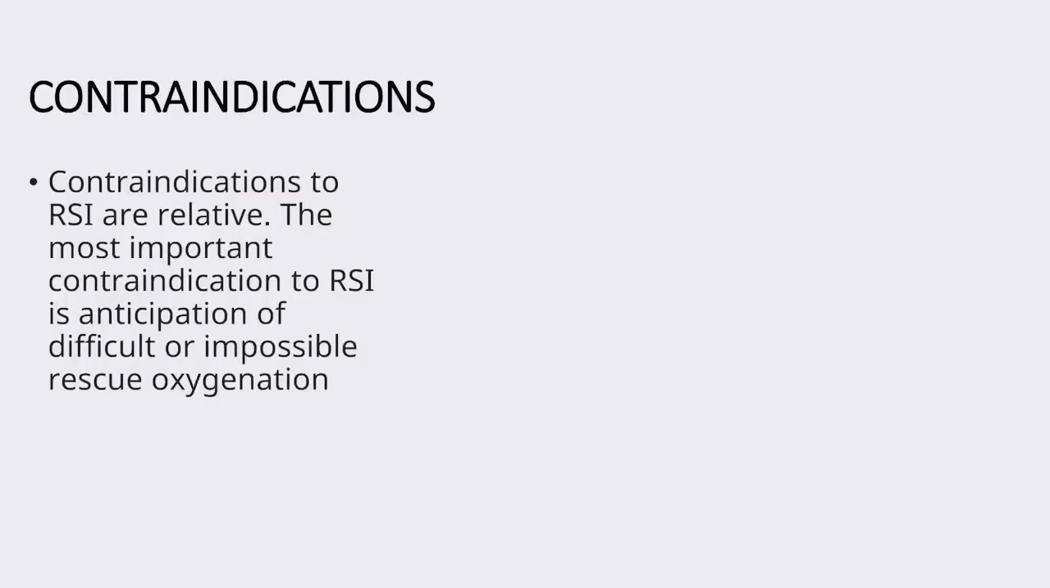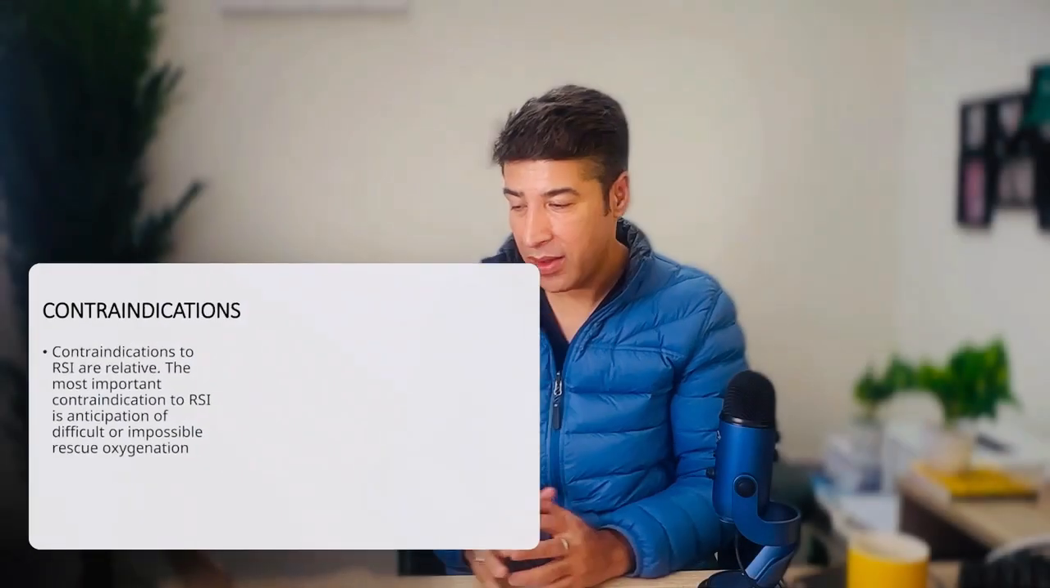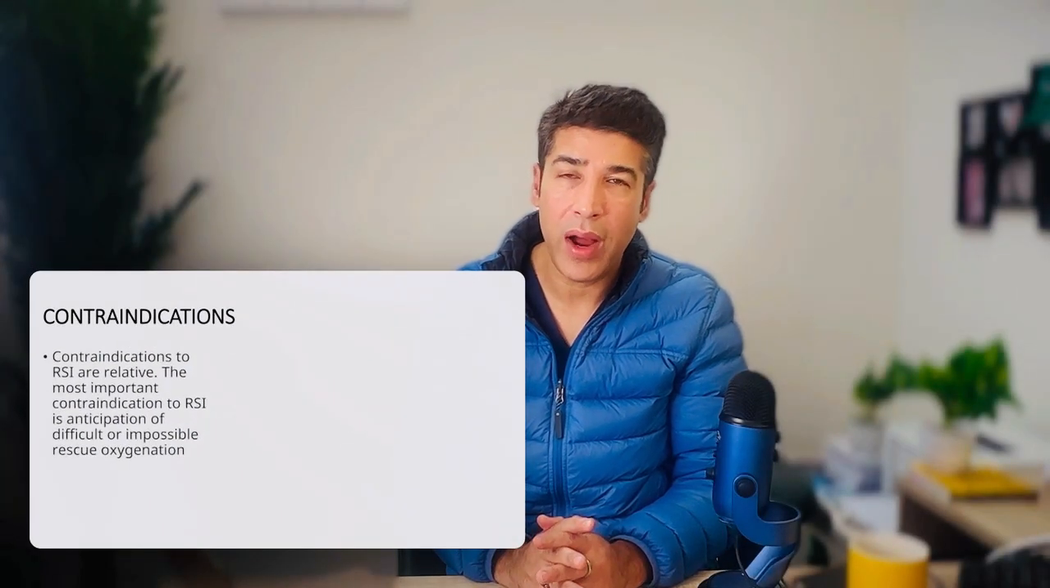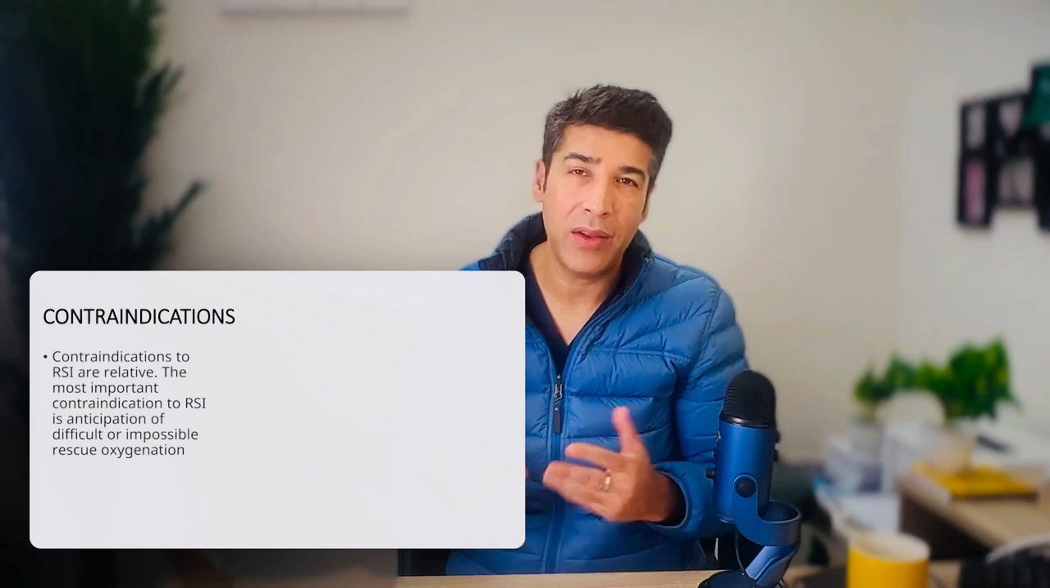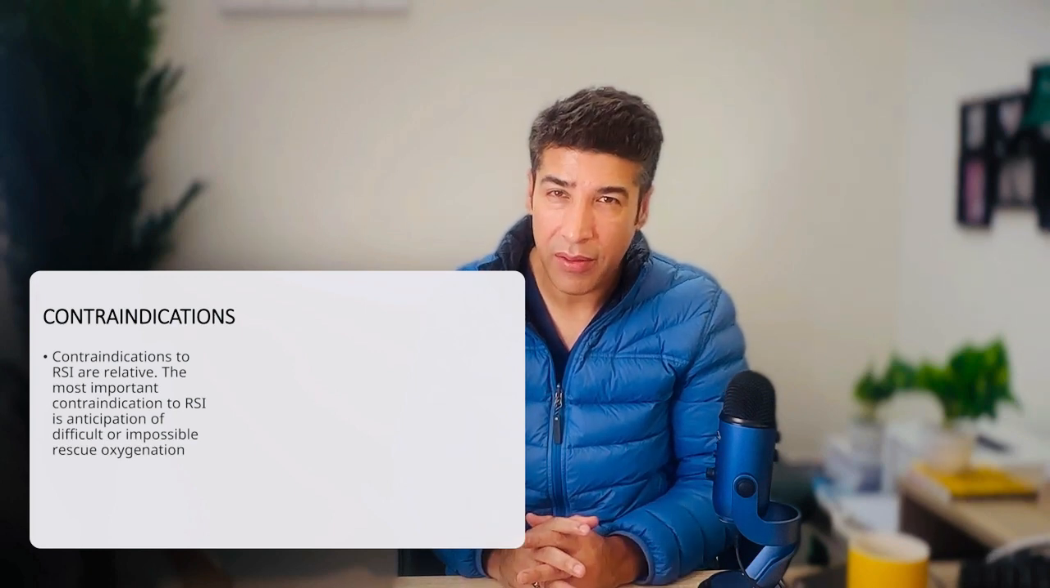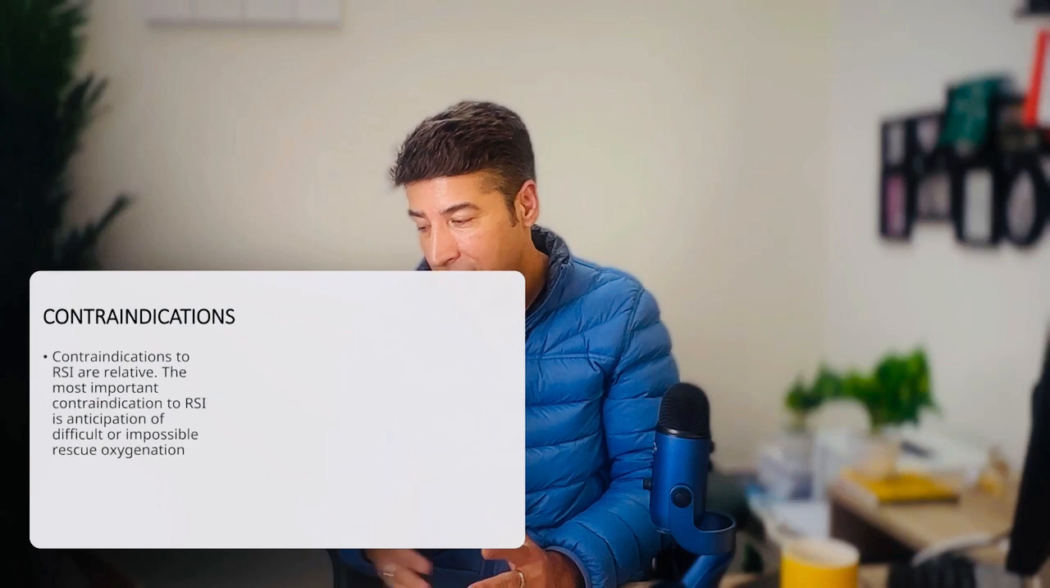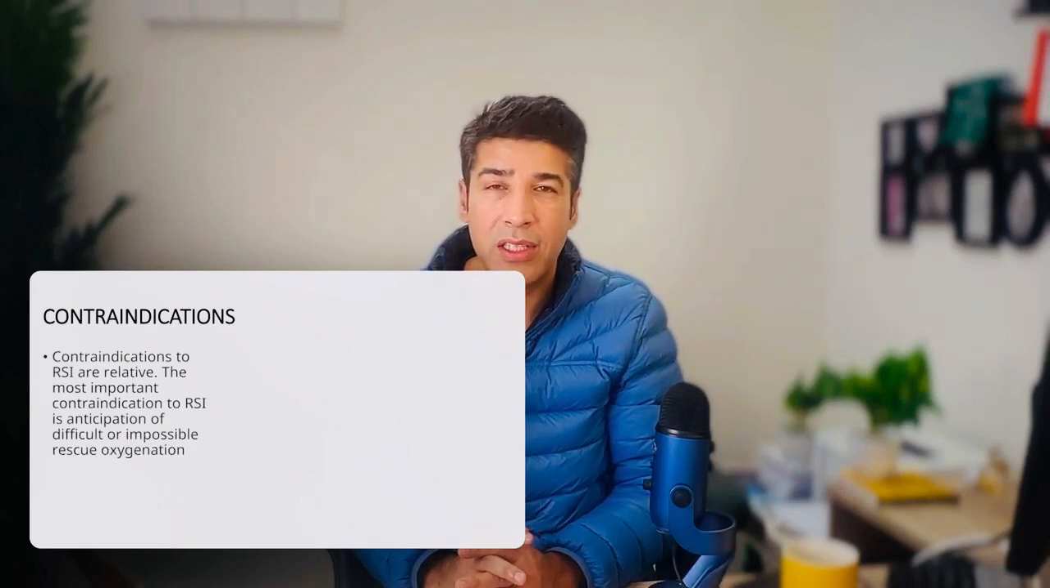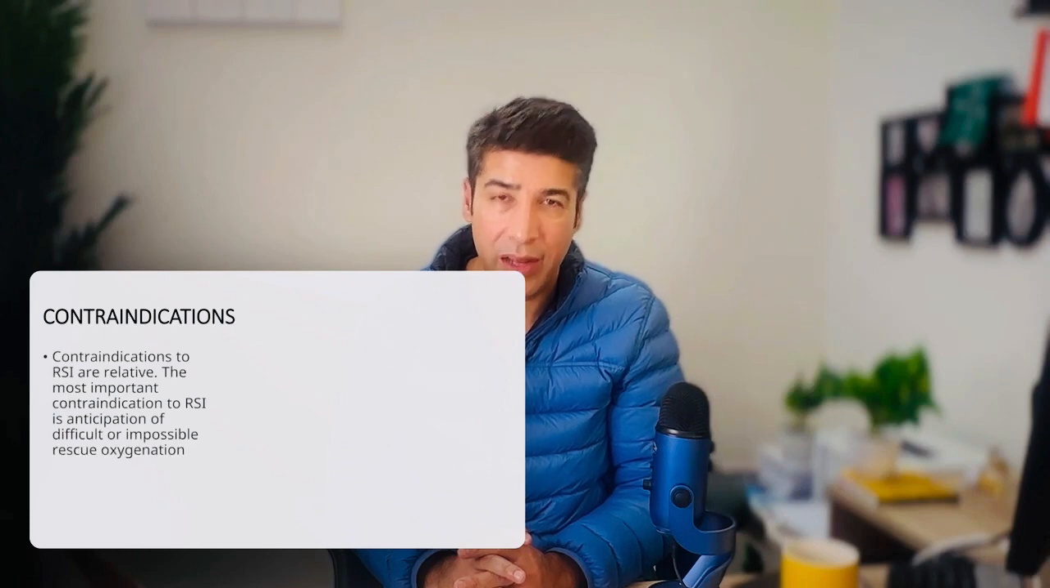Now, what are the contraindications for RSI? There is as such no absolute contraindication for RSI. The most important contraindication to RSI is anticipated difficult or impossible rescue oxygenation. If you have done the airway assessment and anticipated a difficult airway, or you have a patient where rescue oxygenation is impossible, that makes RSI a relative contraindication.